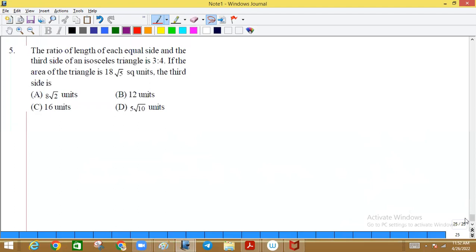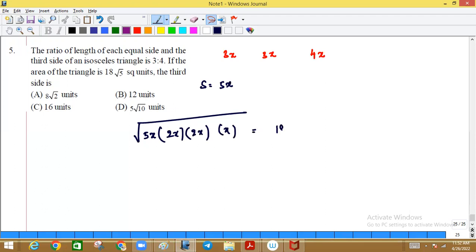The ratio of the lengths of each equal side and the third side of an isosceles triangle is 3:4. So the two equal sides are 3x and 3x, and the third side is 4x. If the area of the triangle is 18√5, how do you find the area of a triangle when three sides are given? The semi-perimeter is 10x by 2, which is 5x. Under root of 5x into 2x into 2x into x is equal to 18√5.